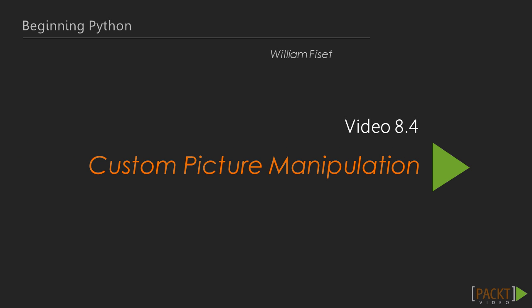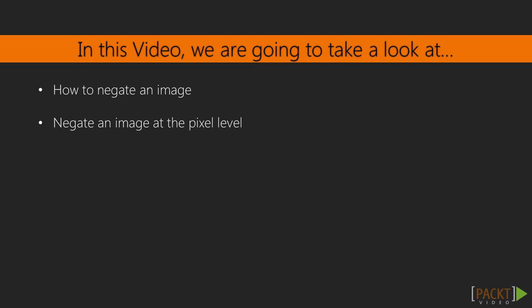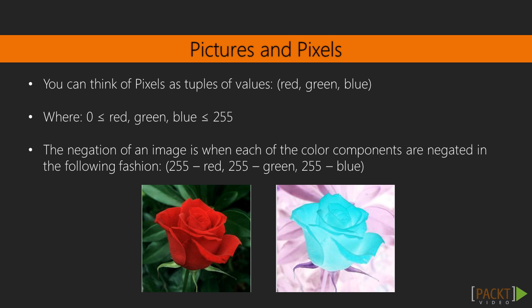Welcome. In today's video, we are going to look at how we can do custom picture manipulations. So today we are going to look at how we can negate an image and how we can do this at the pixel level. How we can go inside a picture, extract all of its color components, and do some manipulations to those. So if you don't know what negating a picture is, you can look at the rows we have at the bottom and what happens to it once we negate it.